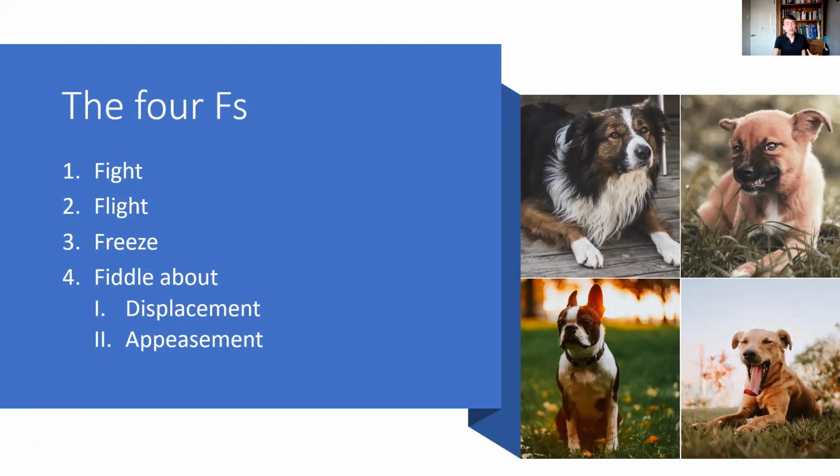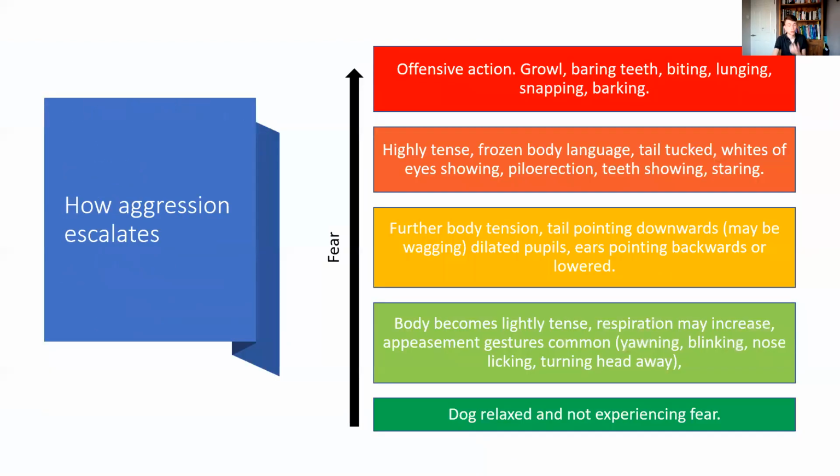And generally, we see a bit of an escalation process with these responses. Generally, we start off with the dog that's obviously relaxed and not experiencing fear. And then we move on to some of those appeasement and displacement behaviors. So we might see things like the dog's body becoming slightly tense. We might see some respiration increasing, and we might again see some of those appeasement behaviors like yawning, blinking, nose licking, their head turning away. This is where you might see some of those displacements as well, like the dog scratching themselves or biting themselves or sniffing the ground or something like that.